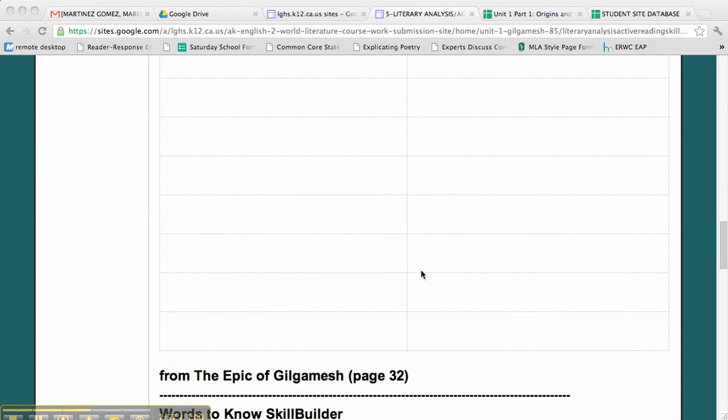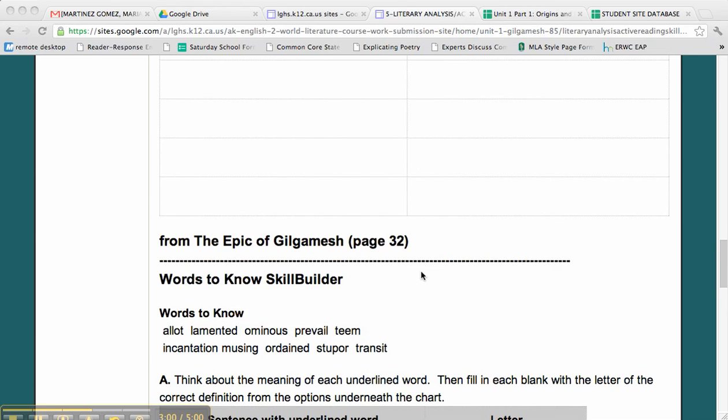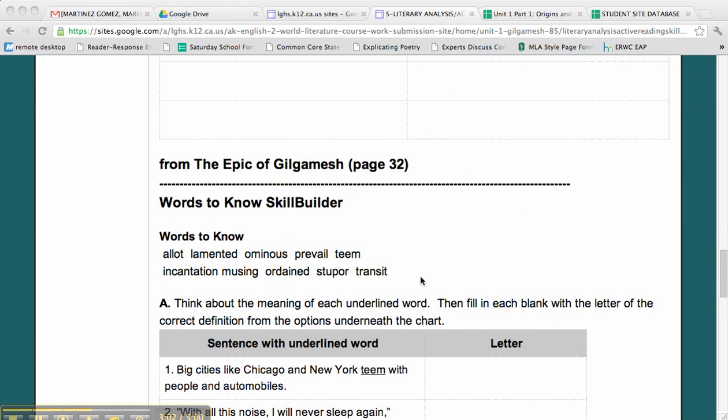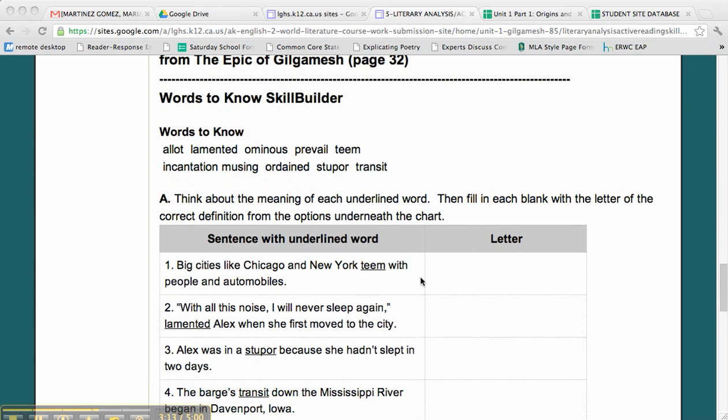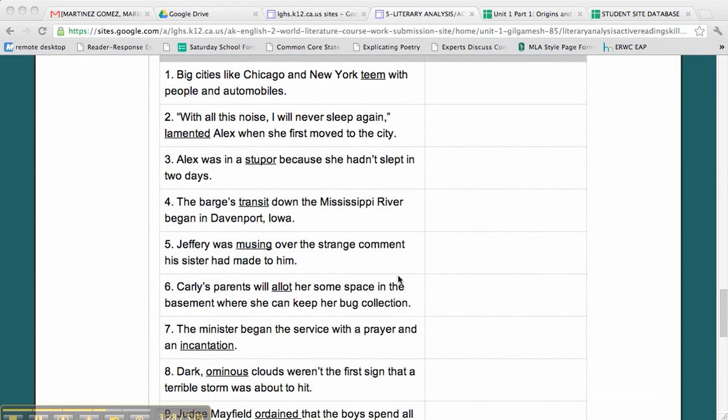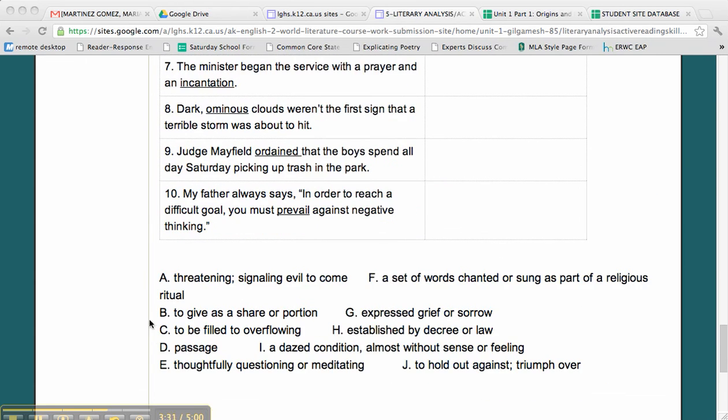And the next worksheet has to do with vocabulary practice for Gilgamesh, at least the literature-based part. Those are the 10 words that you have the pictures on. So all you have to do here is think about the meaning of each underlined word, then fill in each blank with the letter of the correct definition from the options underneath the chart. All you have to do is look at the underlined word for each sentence, and then you go down here. This is the most important part. You go down here, and I have the letters of the definitions.